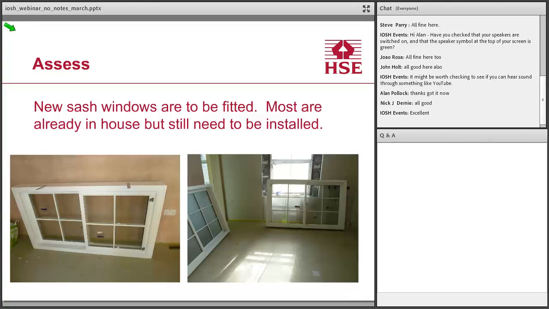Every window has had a new sash, will have a new sash fitted. When the inspector arrived on site, almost all the windows had been carried up to the rooms they were needed. So that's up 3 floors or even 4 if you're going into the attic. But none of the windows have been installed.